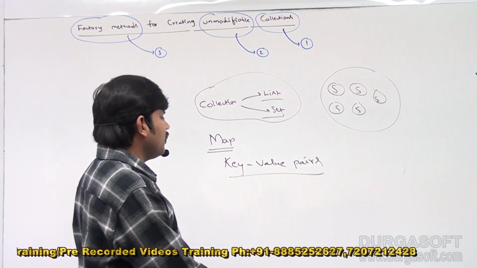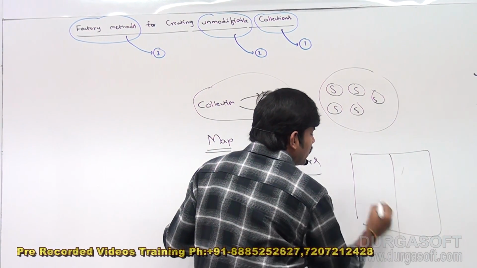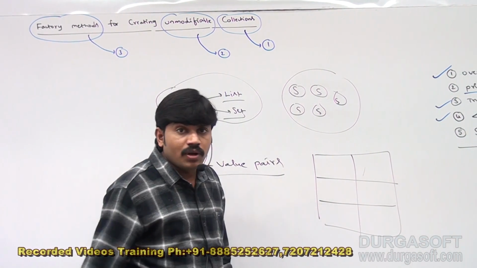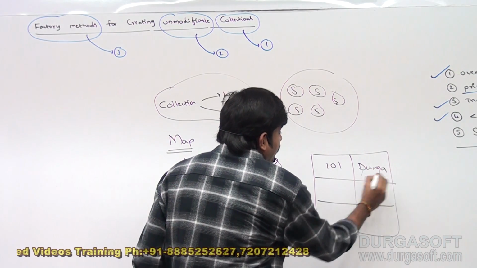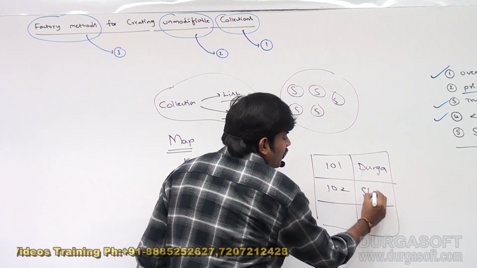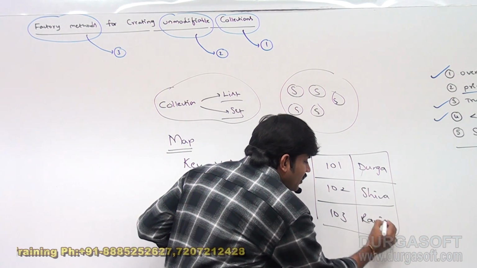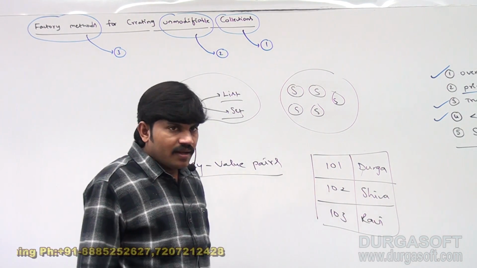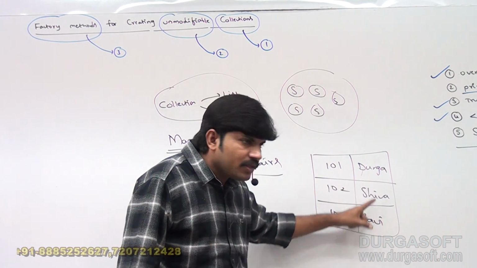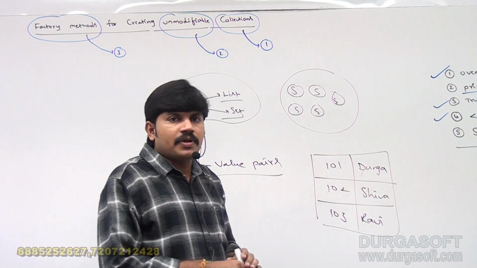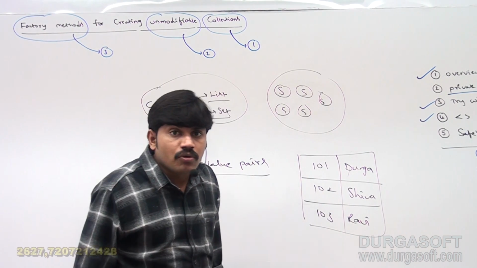Sir, best example, here student roll number and the student name. 101 is the roll number. Durga is the name of the student. 102 is the roll number. Shiva is the name of the student. 103 is the roll number. Ravi is the student name. Can you tell how many roll numbers are there? 3. How many names are available? 3 names. Sir, if you want to represent a group of objects as key value, then we should go for what?